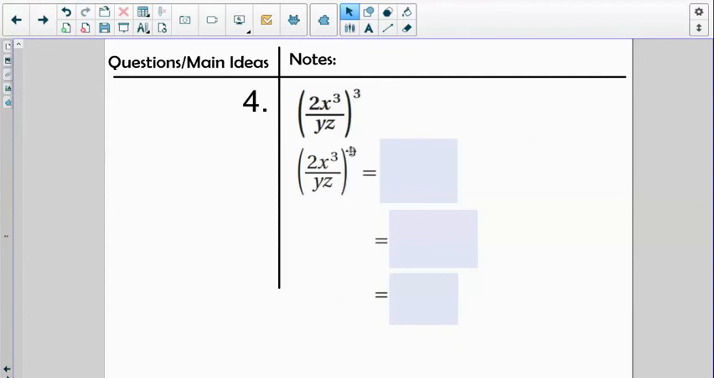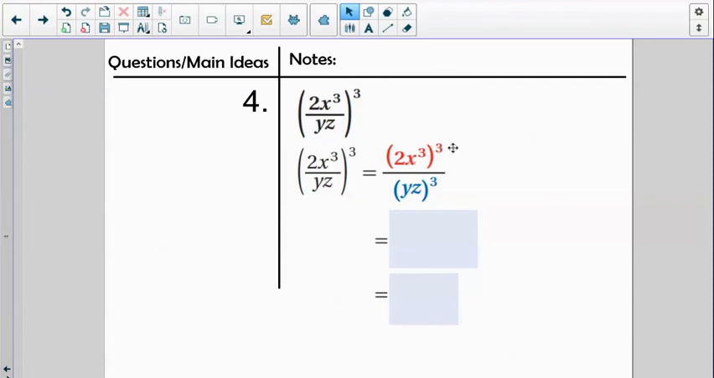So the first thing we're going to do is apply this rule of what the exponent on the outside means. We're going to make it so that the numerator is cubed and the denominator is cubed. So what that looks like is I take the numerator, and I still have to group it because those are 2 different factors, and it is cubed. Same thing with the denominator. It's not just the z that's cubed, it's the y and the z together.